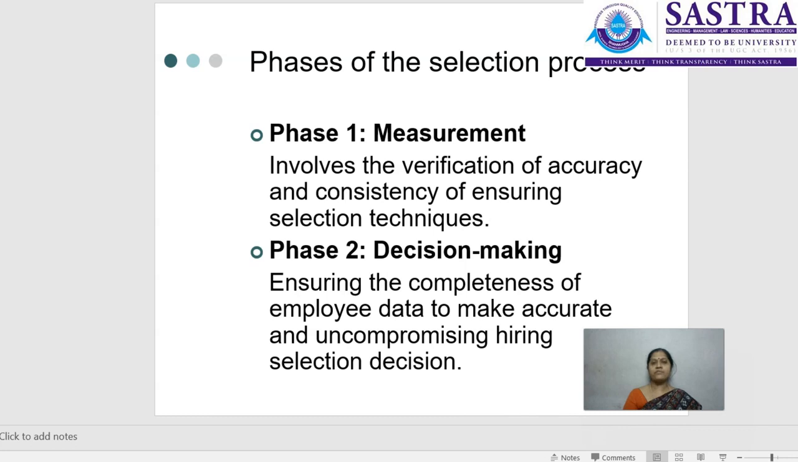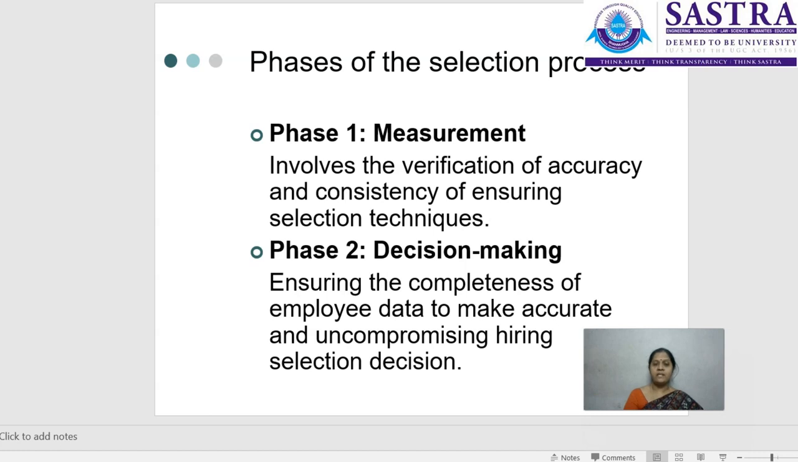The selection process consists of 3 different phases. The first phase is the measurement phase. In this phase, the accuracy and consistency of the selection techniques are verified.